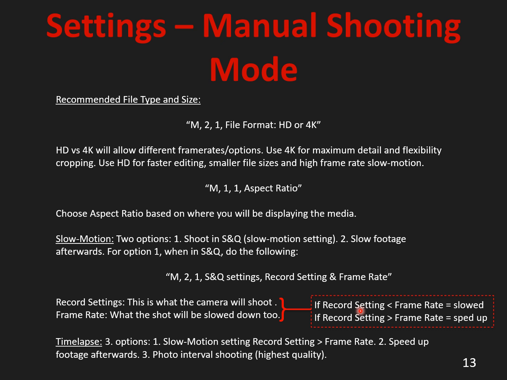If your record setting is greater than your frame rate, your shot will be sped up. And then lastly, for doing time lapses, you've got some different options. You can do what I was just saying, where your record setting is larger than your frame rate. You can speed up your footage afterwards, which is post-processing. Or your third option would be photo interval shooting, which actually will give you the highest quality shot.